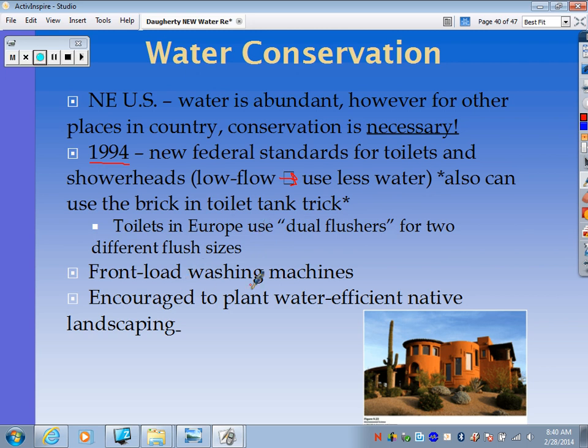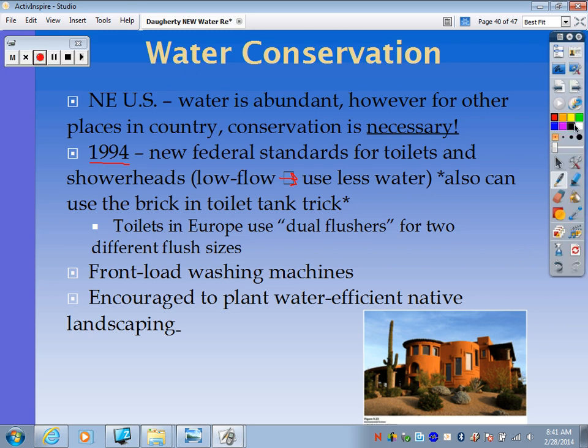The front-loading washing machines use a lot less water than a traditional washing machine. And people who live in these water-stressed areas are encouraged to plant water-efficient native landscaping. So plants that don't need a lot of water, your native desert plants. If you go out to the southwest, you see a lot of creative landscaping. You see a lot of yards that are just rocks because they don't have grass, because that's going to require a lot of water, and they'll have these native drought-resistant plants.